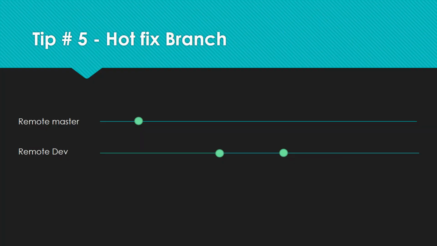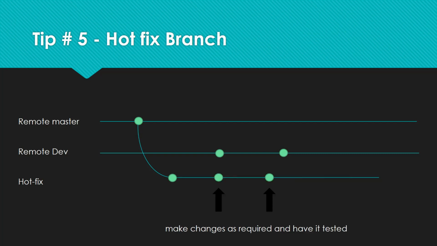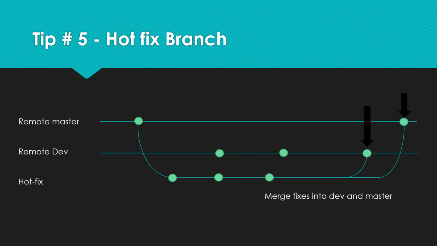Tip number 5. Hotfix branch. In case an emergency fix is required, developers can use hotfix branch derived from the master that contains the current production code. Make changes, have it tested and released, and have it merged back to the development branch, and also have it merged in the master branch when finished. This way you can quickly make changes in an isolated environment without affecting regular development flow.